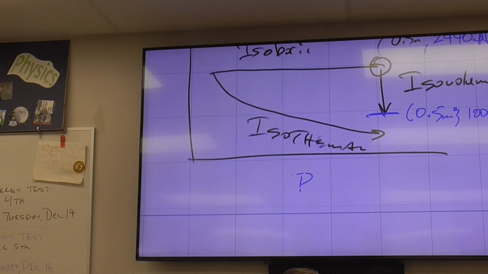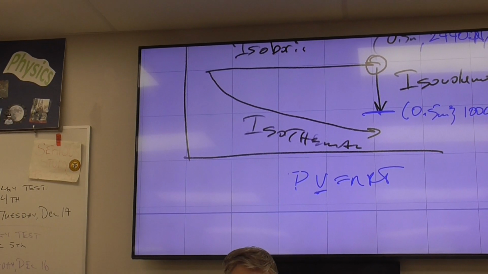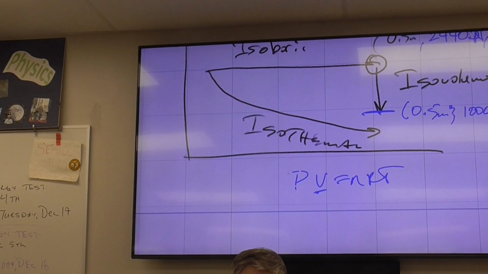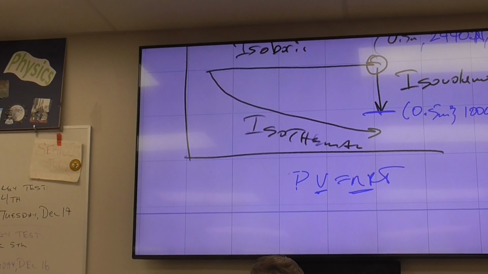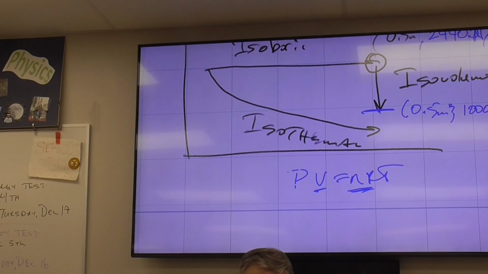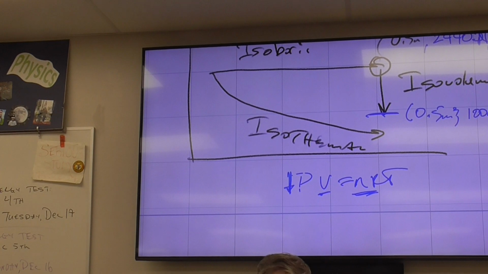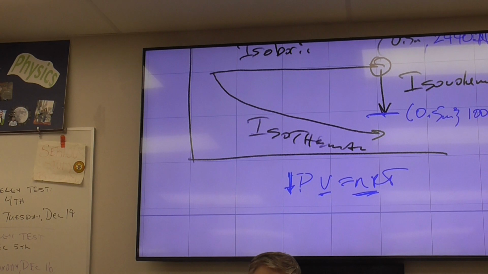So, if you look at PV equaling nRT, what's going to happen to the volume side of this? Nothing. It's going to stay the same. My nR is going to stay the same, but what's going to happen to my pressure? Decrease. I'm going to lower my pressure, so the only way that can happen is if I lower my temperature, right? Okay?